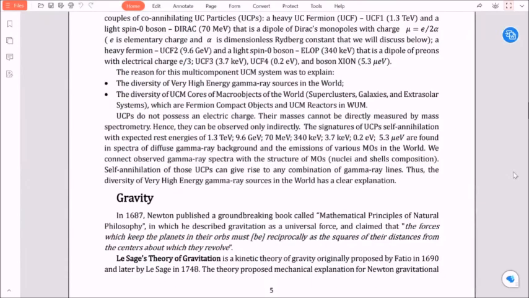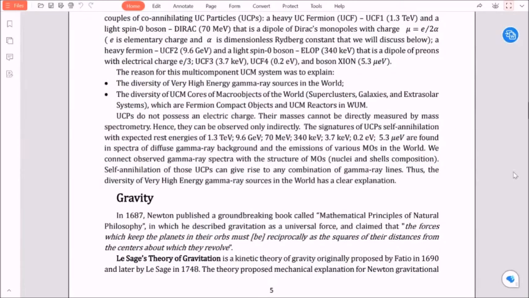We connect observed gamma ray spectra with the structure of macro objects, nuclei, and shells compositions. Self-annihilation of those UC particles can give rise to any combination of gamma ray lines. Thus, the diversity of very high energy gamma ray sources in the world has a clear explanation.